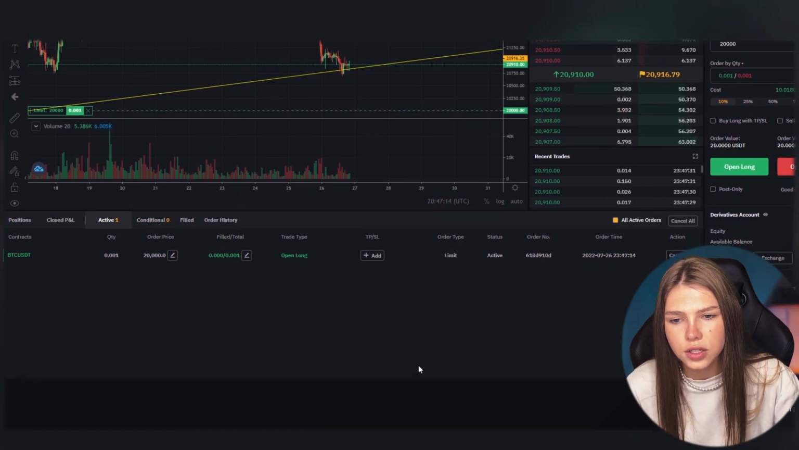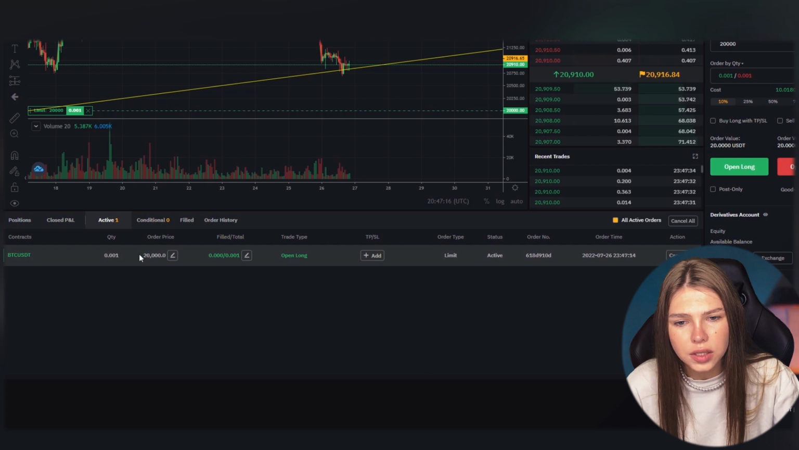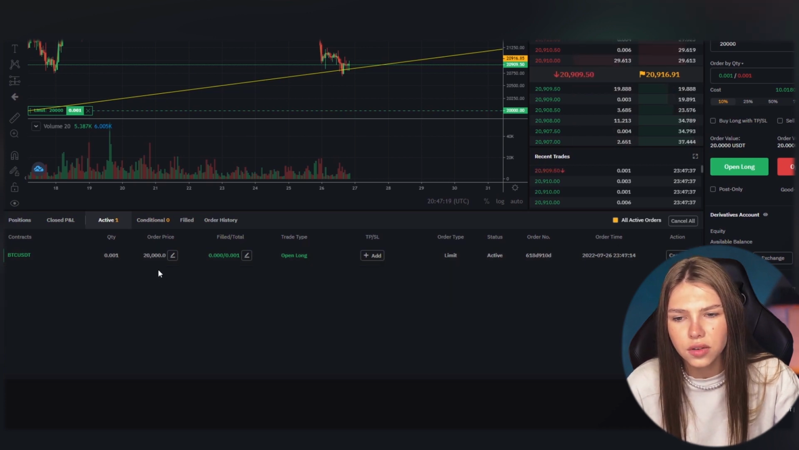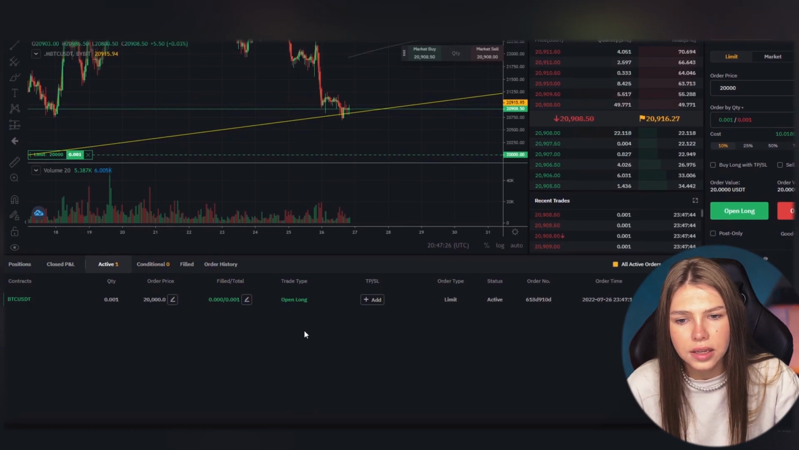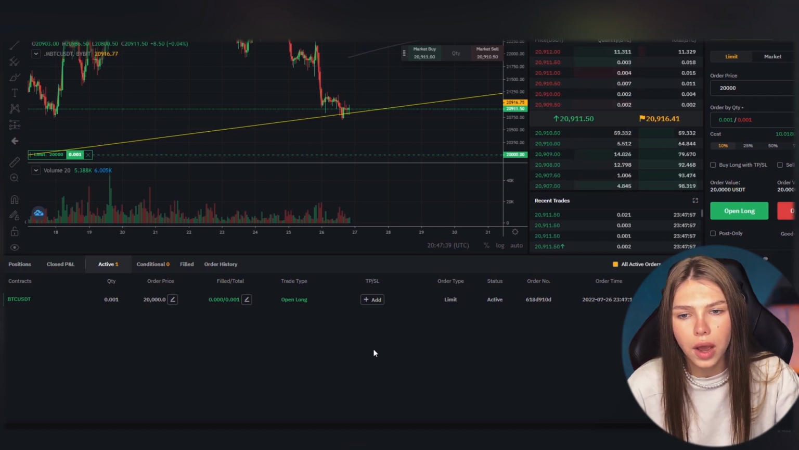So 45,000 is the price we want to get in at. We're going to trade 0.001 Bitcoin. The order cost is here, the value is here, and everything like that, and it's an isolated margin. So you can click this off if you want to trade quickly, just click this off. I'm going to click confirm like this, and that limit order should be put in for us.